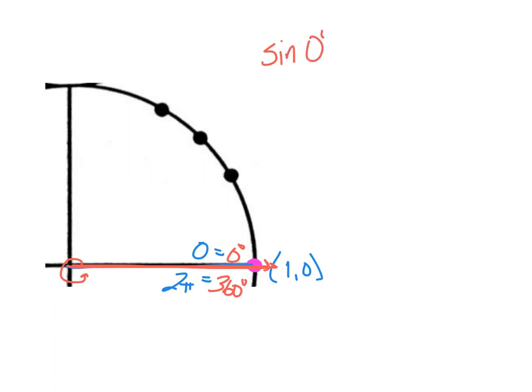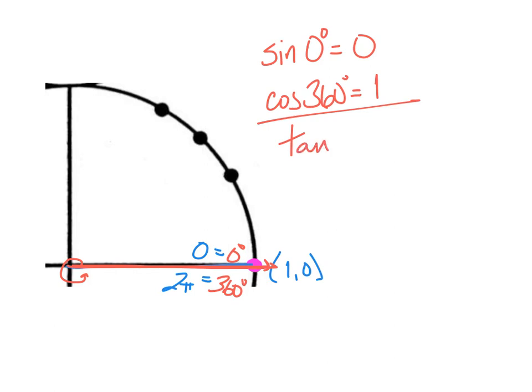When it comes to the sine of 0 degrees, that's the y-coordinate 0. The cosine of 360 degrees, that's going to be the x-coordinate 1. And if we want to look at the tangent of 0, 360, or 2 pi, that's going to be sine over cosine, which is not undefined now. Now 0 divided by 1 is 0.